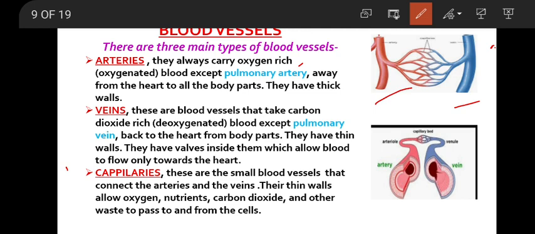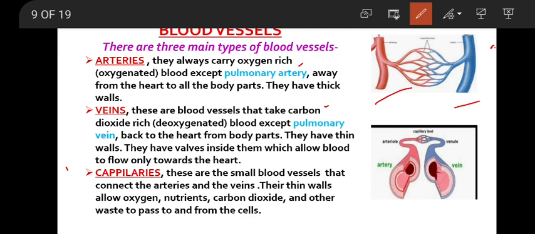The second type of blood vessels are veins. Veins are those blood vessels which carry the blood from all the parts of the body to the heart. Remember again, arteries carry the blood away from the heart and veins bring the blood towards the heart. All the veins carry deoxygenated blood. That means the blood which does not contain oxygen but contains carbon dioxide. Deoxygenated means without oxygen, but it contains carbon dioxide.